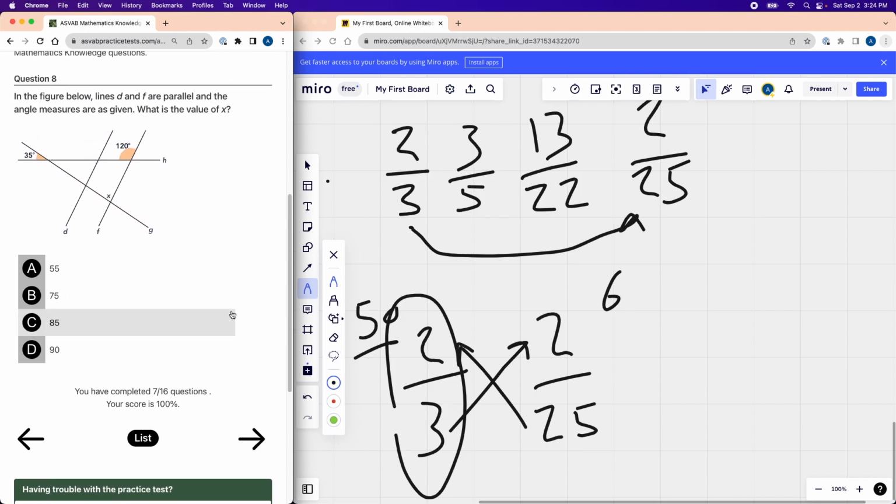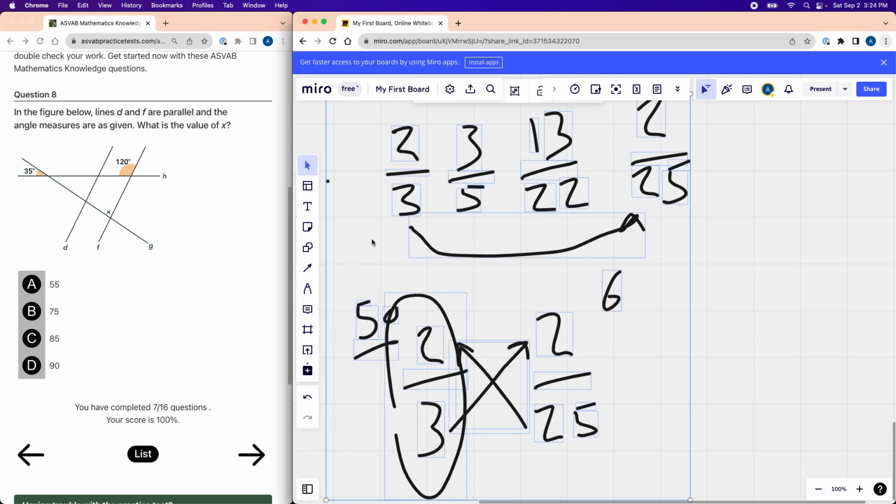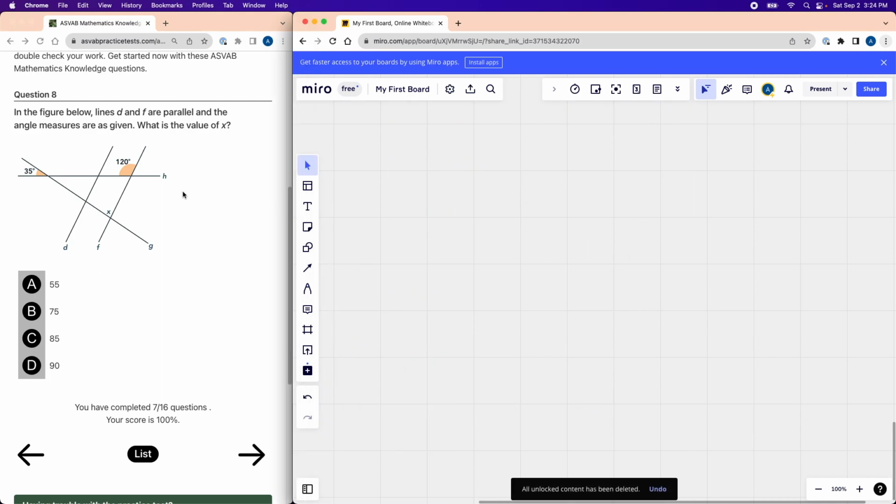All right, let's move on here. Oh boy, got some geometry with angles. In this figure below, lines D and F are parallel, and the angle measures are as given. What is the value of x? We can see x is right down here. We're given a couple values over here, and we just need to figure out what the angle value of x is. So press pause, take a few minutes, and try and solve this one on your own.